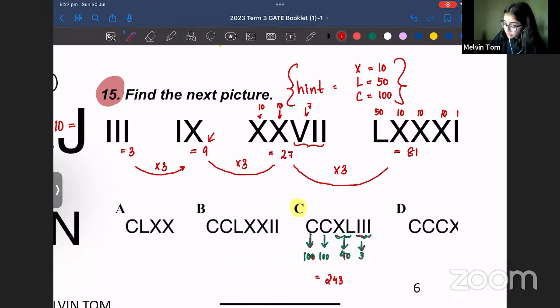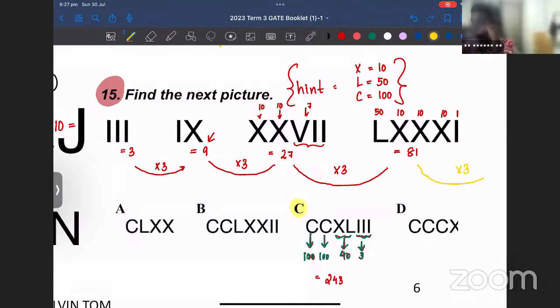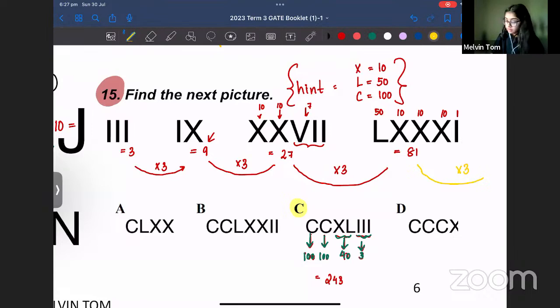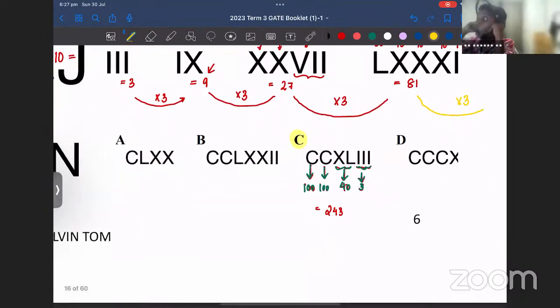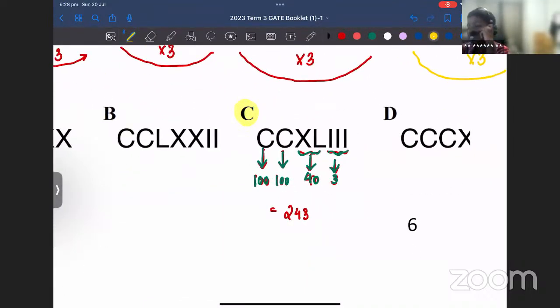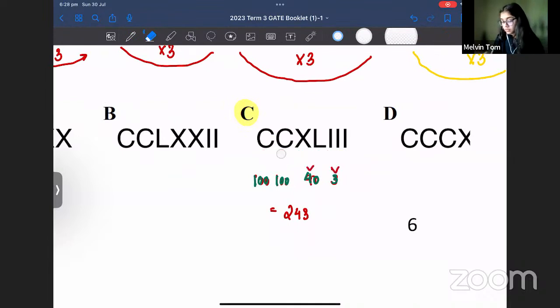So the next obvious pattern is going to be 81 times 3, which is 243. Okay. Yes, the moment of realization on how easy this was.